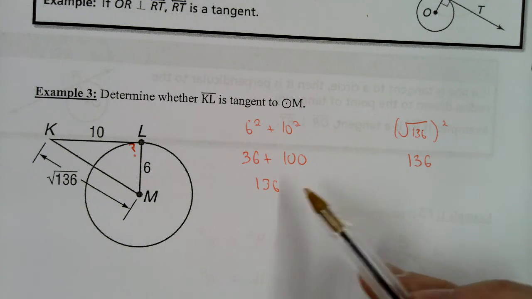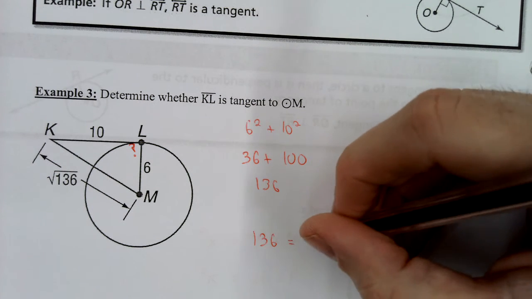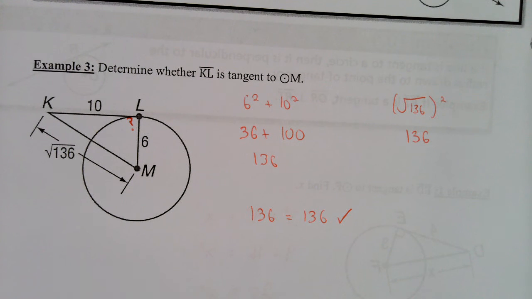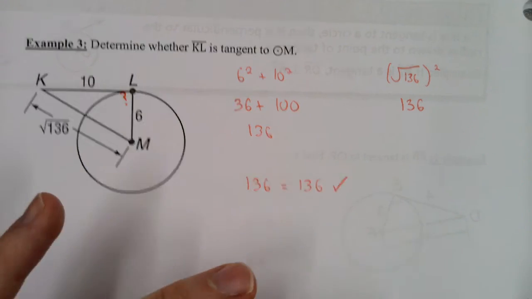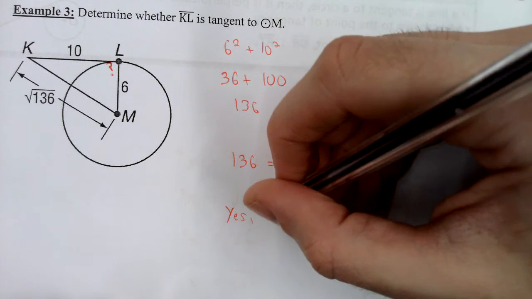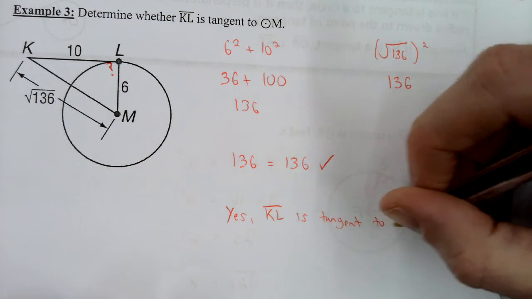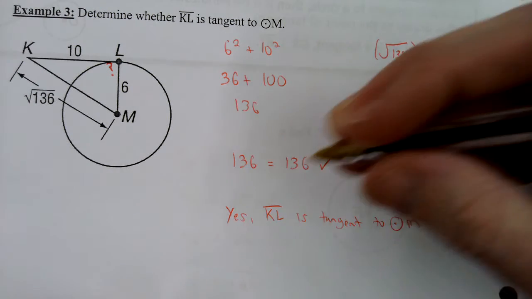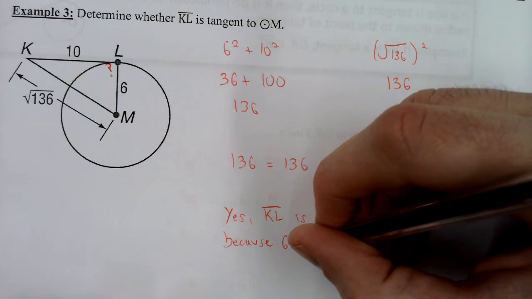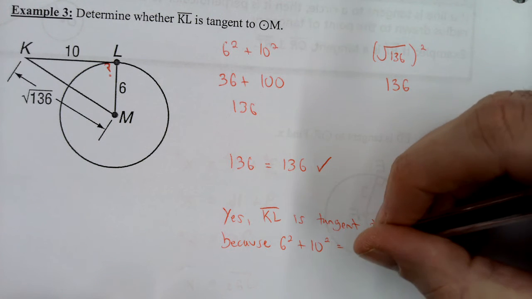Notice how these numbers are the same? So it means yes, KL is tangent to circle M. So I'll say yes, because 6 squared plus 10 squared equals the square root of 136 squared.